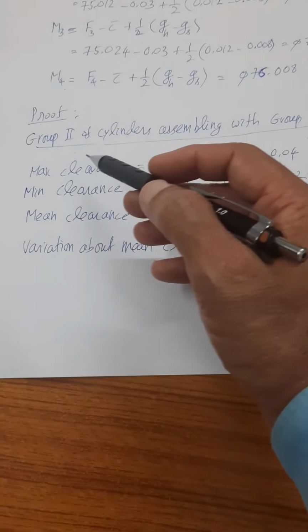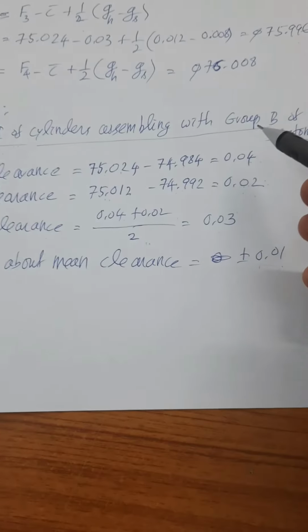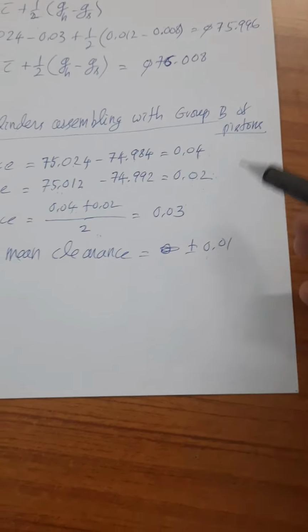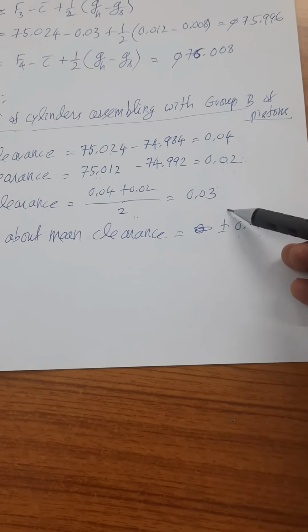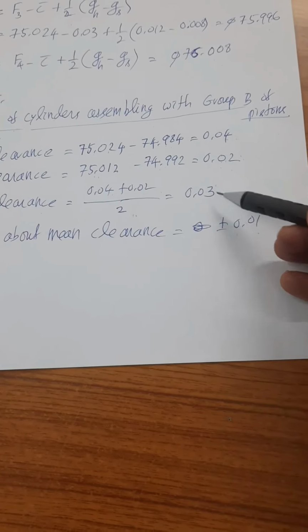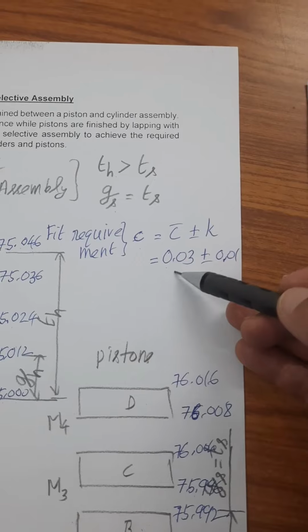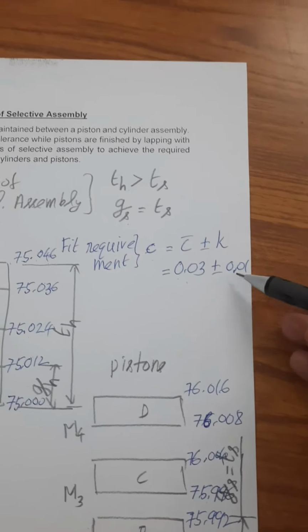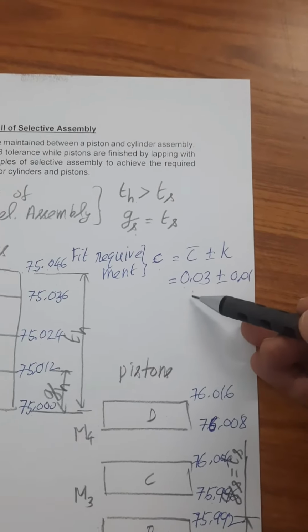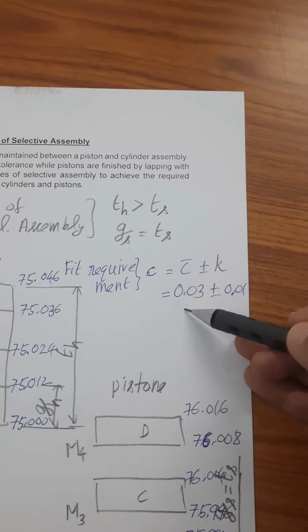So by assembling group 2 of cylinders with group B of pistons, we find that the clearance arrived is 0.03 plus or minus 0.01, which is satisfying our requirement. So we need to maintain a clearance of 0.03 plus or minus 0.01 between the assembly of pistons and cylinders. So that has been satisfied.